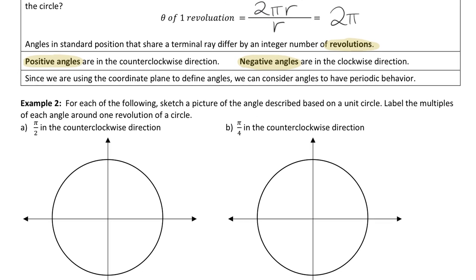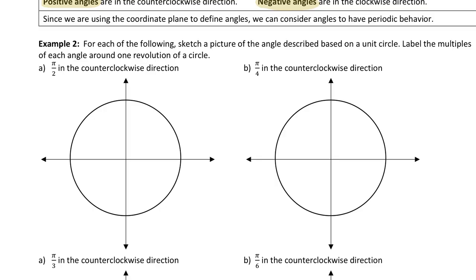In example 2, for each of the following, it says, sketch a picture of the angle described based on a unit circle and label multiples of each angle around one revolution of a circle. We want to draw pi over 2 in the counterclockwise direction. This feels like a lot, but stick with me. If I go all the way around, what was that measurement again? 2 pi. Everybody put 2 pi right here. All the way around would be 2 pi. So if I only went half the way around, I would do 2 pi divided by 2, cut it in half, it would be pi.